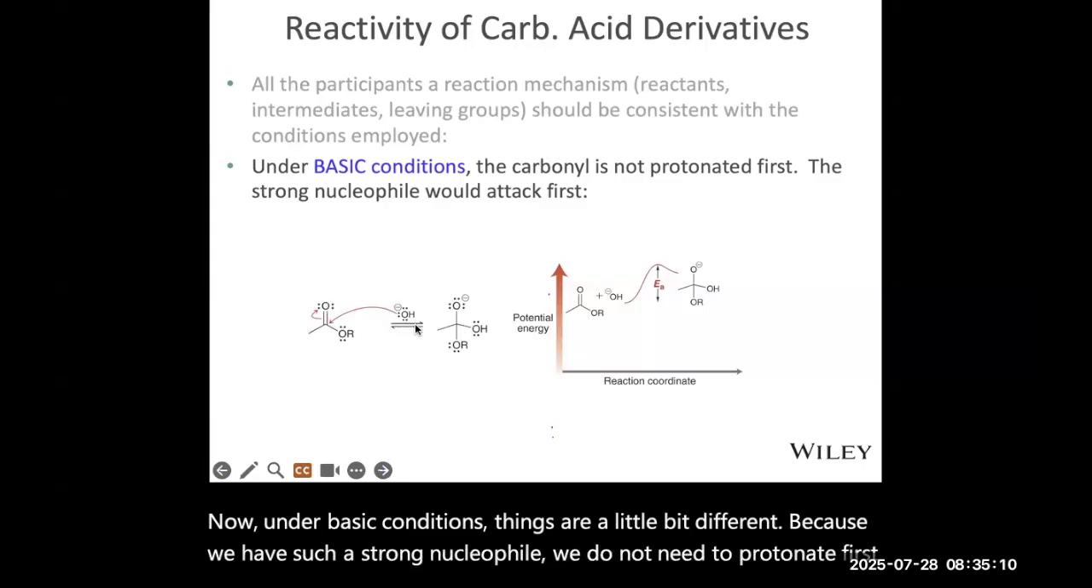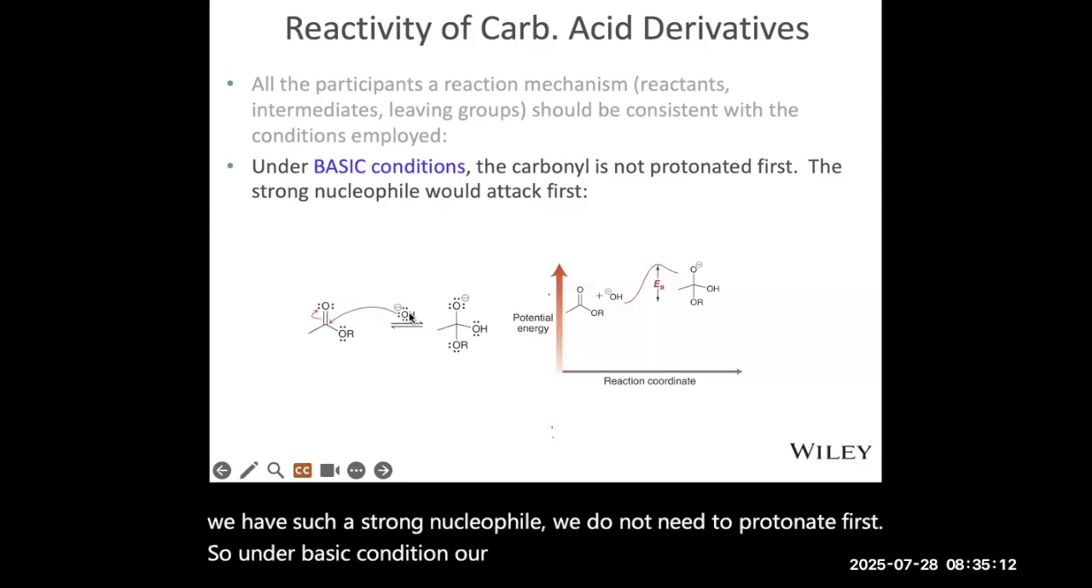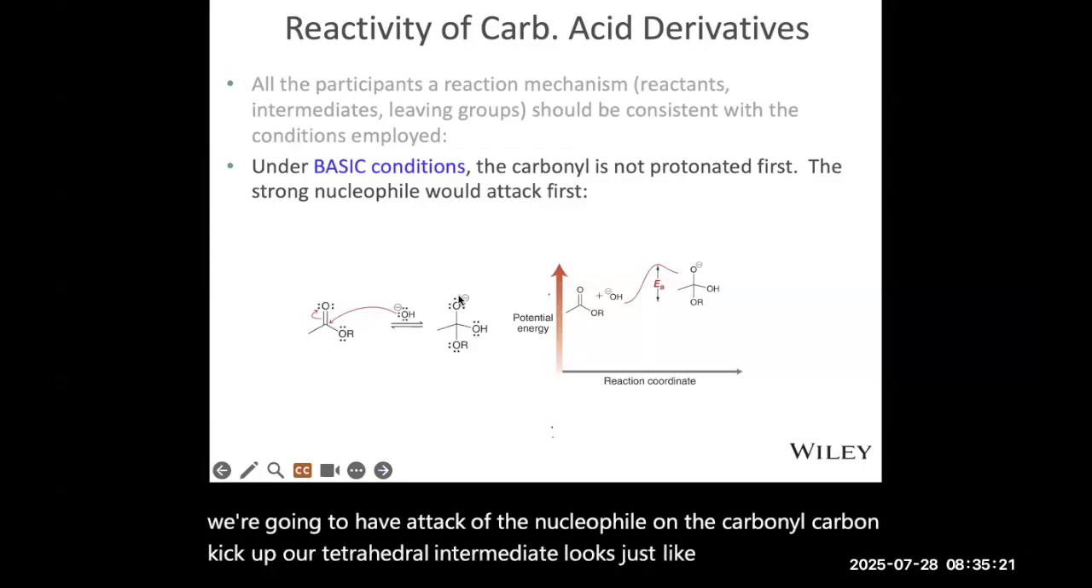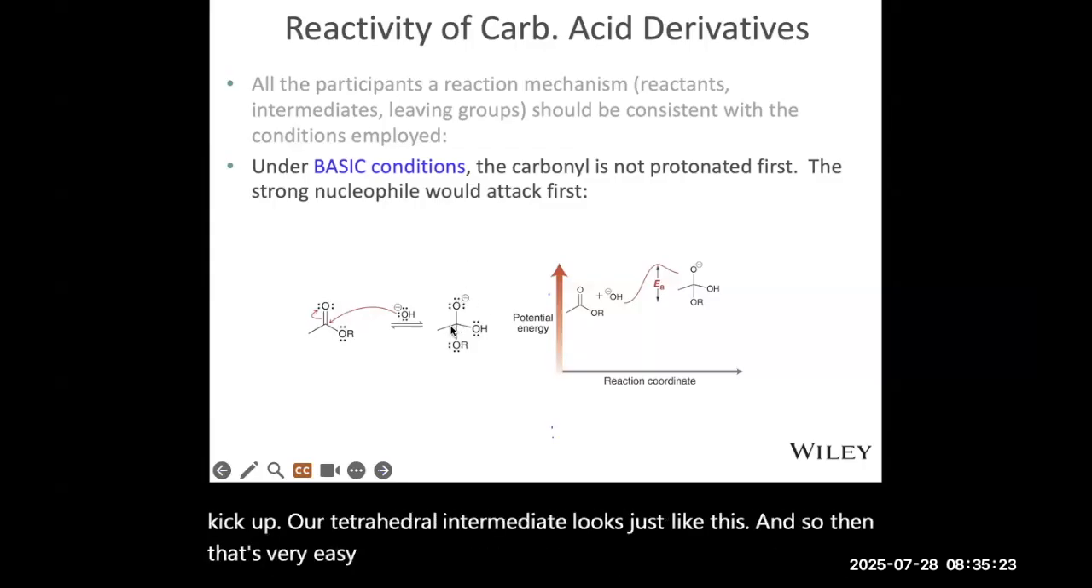So under basic conditions, our nucleophile is typically charged, and we're going to have attack of the nucleophile at the carbonyl carbon, kick up. Our tetrahedral intermediate looks just like this. And so then that's very easy to kick down and kick out the one that we want to leave.